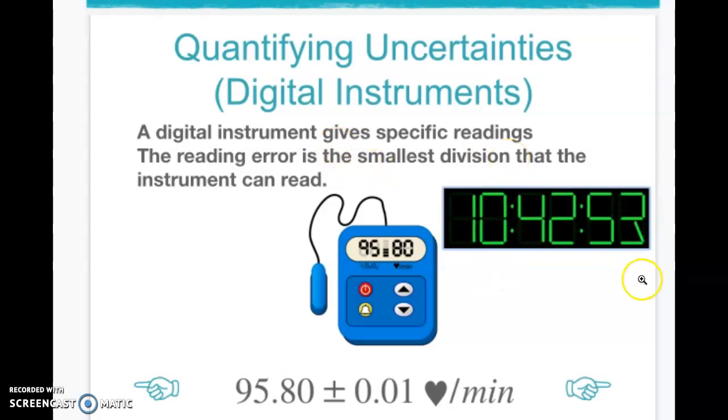So here we can see that the smallest division is a 100th. The same with this instrument here. It's giving you the smallest possible interval of 1/100th of your reading. So the value here would be 95.80. Why is that 0 there? Because the instrument can give us that information. And the smallest interval of uncertainty is plus or minus 0.01.